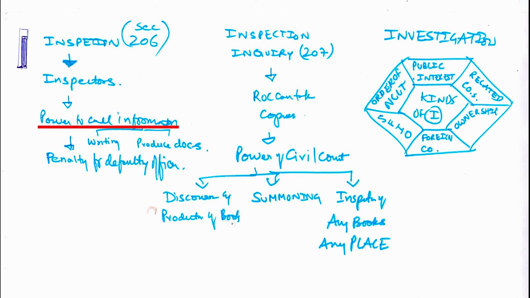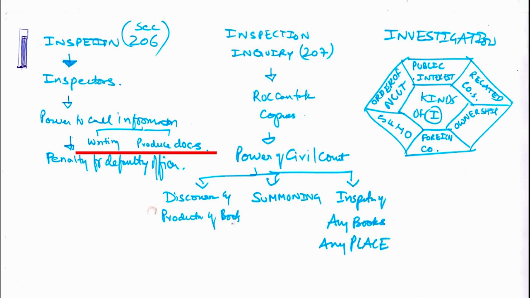What is the power of the inspectors? The inspector can call for information. They can ask for any information from the company. For example, they can ask for the information to be given in writing, by way of a declaration by the directors or the auditors or any of the other officials of the company. Or secondly, they can ask for production of any documents, like accounts, minutes, registers, whatever it could be.